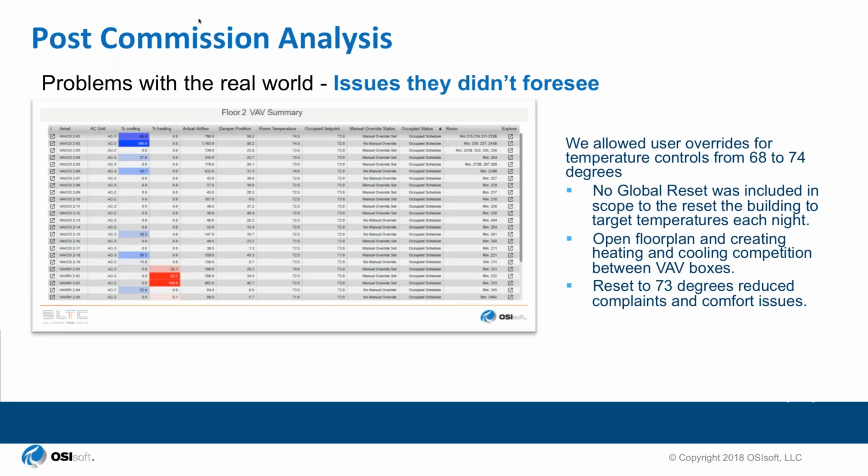Next, the first step we did was some manual global resets to test the building. We reset the building to 73 degrees, and lo and behold, all of our comfort complaints went away, because the complaints were really driven by the deviation. There were still adjustments, but we still had challenges in the building. Then we went back to the design documents, and the building was designed for 72 degrees, plus or minus 2 degrees. So lo and behold, we've been giving users access to 68 degrees.